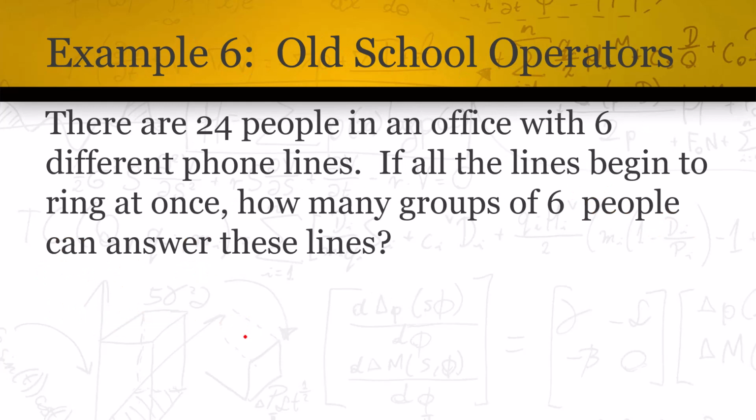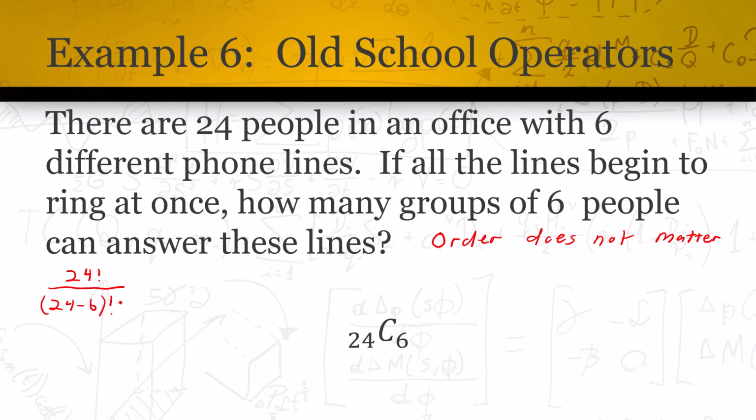Okay, here's our next problem. There are 24 people in an office with 6 different phone lines. If all of the lines begin to ring at once, how many groups of 6 people can answer these lines? Once again, in this particular case, you need to read this and discern that order doesn't matter. It doesn't matter which one was the first one, doesn't matter which one was the second one, and so forth. Therefore, this is a combinations problem, 24C6. And that will be 24 factorial divided by 24 minus 6 factorial times 6 factorial.